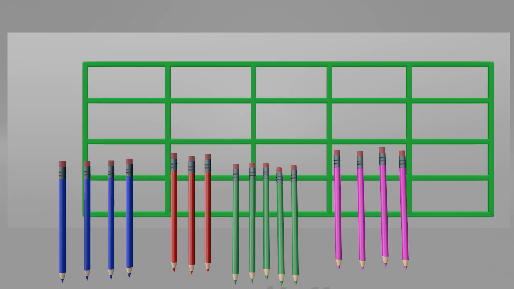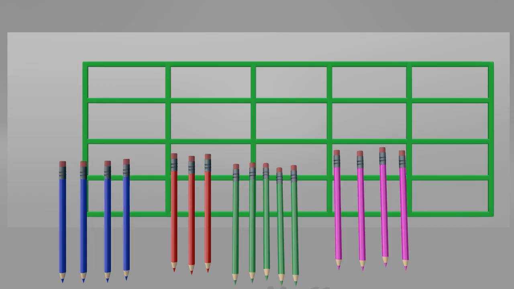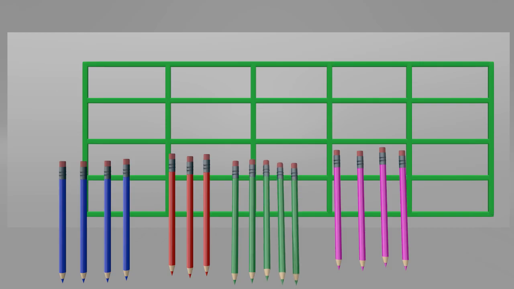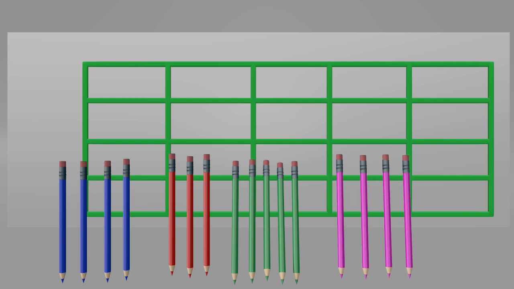There are 1, 2, 3, 4 blue pencils. Now let's count the red pencils. We have 1, 2, 3 red pencils. Here we have 1, 2, 3, 4, 5 green pencils. Last, we have the pink pencils to count. There are 1, 2, 3, 4 pink pencils. Great! Now we have our data to put into the picture graph.